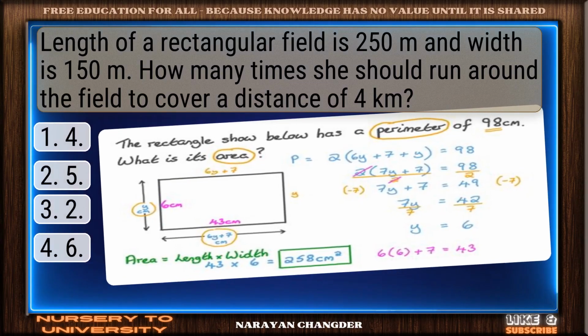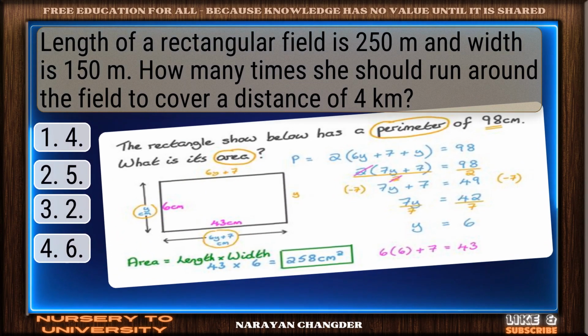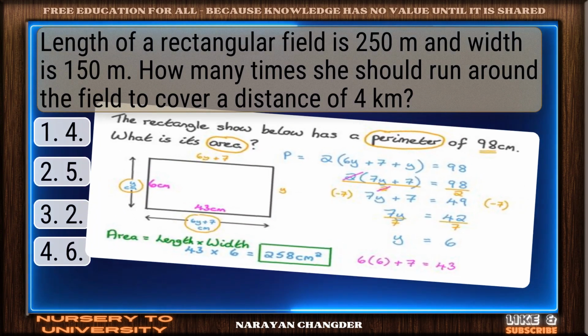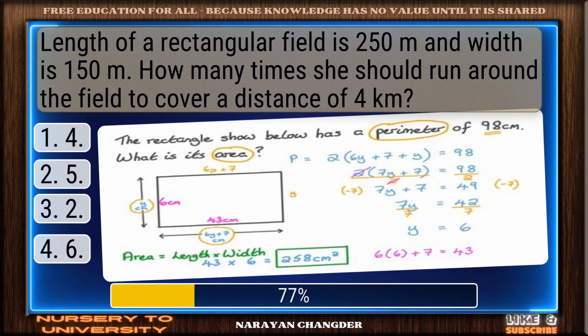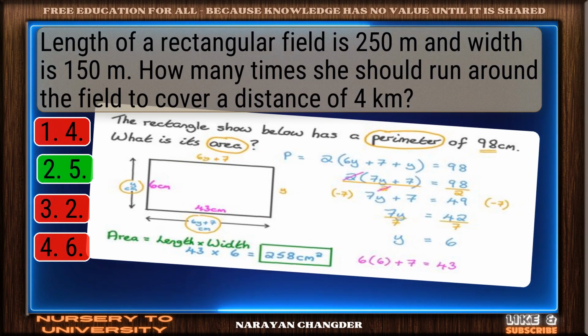Length of a rectangular field is 250 m and width is 150 m. How many times should she run around the field to cover a distance of 4 km? Exactly. 5 makes sense and it is the right choice.